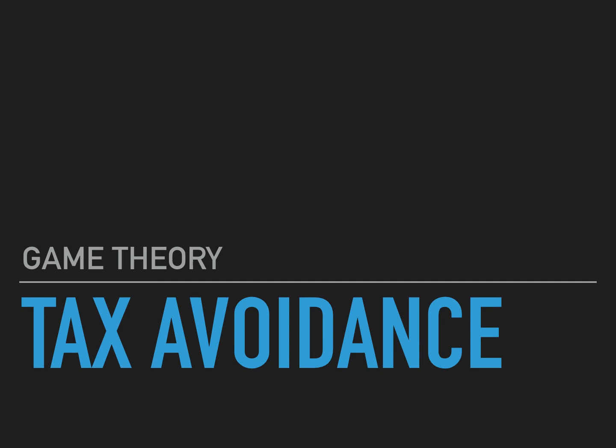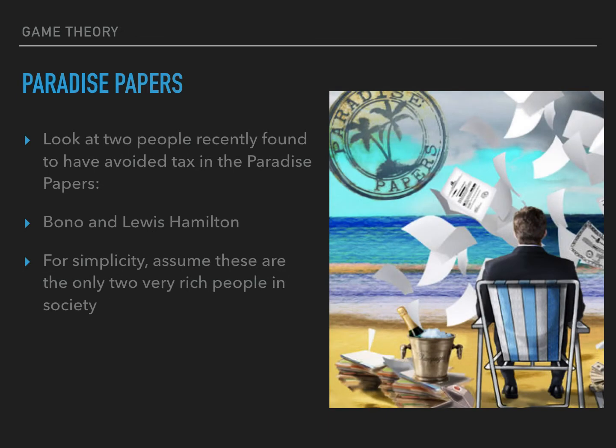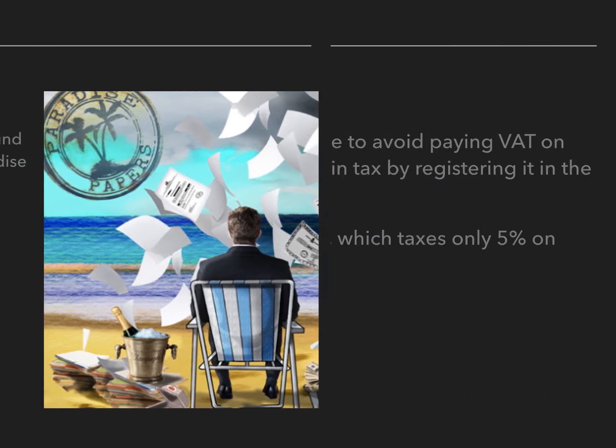Hi, so today I'm going to be talking about the game theory behind the recent tax avoidance scandals that were leaked in the Paradise Papers. They were leaked to a German newspaper in November 2017 and exposed a lot of high profile tax evaders. So I'm going to use the example of two famous people that were caught up in this scandal: Bono and Lewis Hamilton.